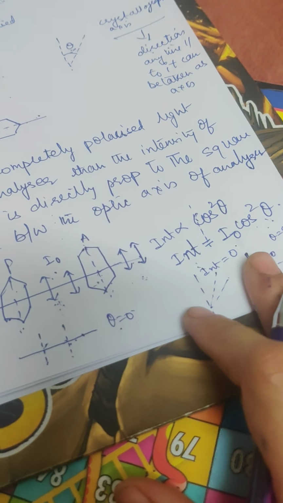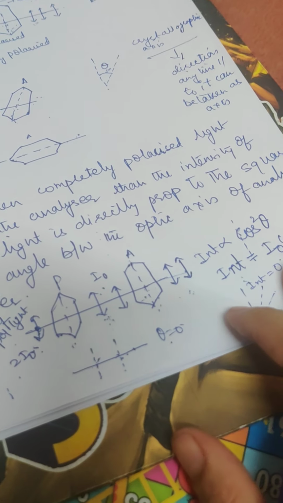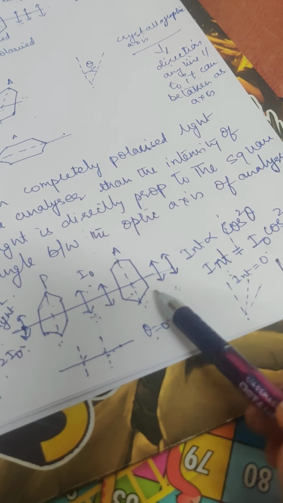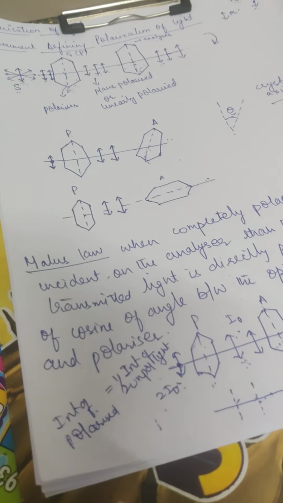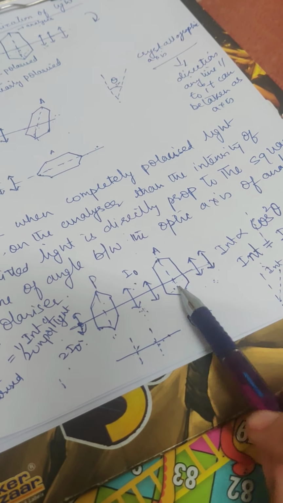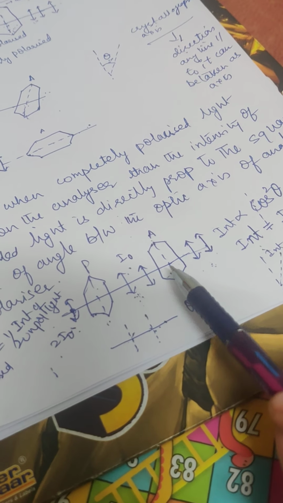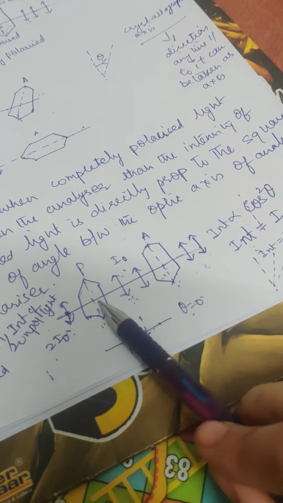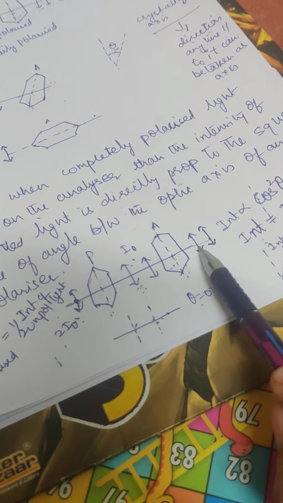I am not going to prove Malus's law here, I just give you the idea of it. It is not in your syllabus, so I am not going to prove it. The intensity of the transmitted light which we get from the analyzer was described by Malus: the intensity depends upon the square of the cosine of the angle between the optic axes of the analyzer and the polarizer.